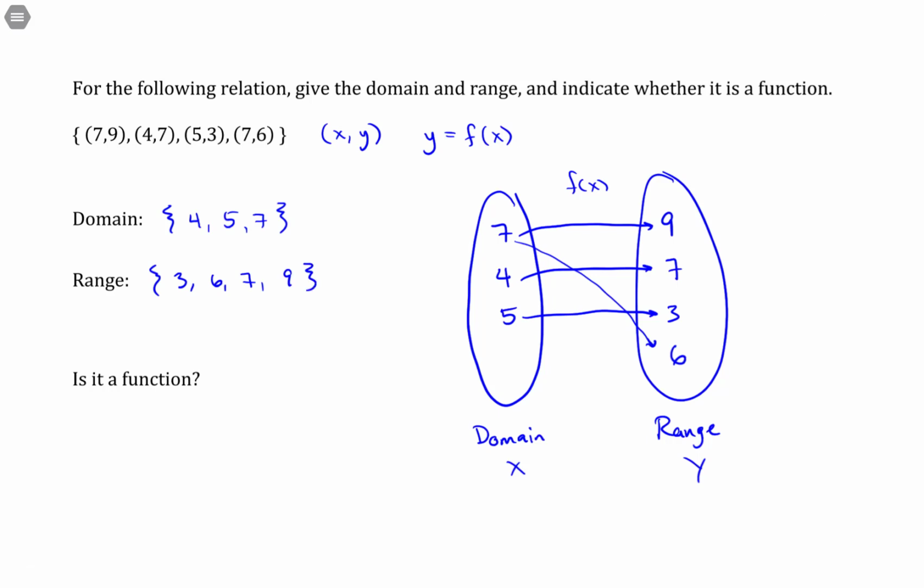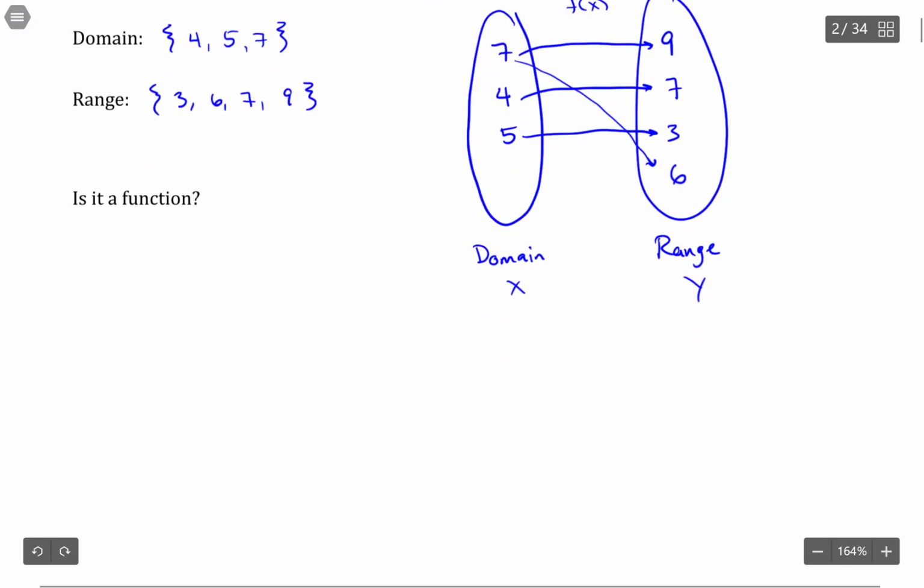And the question, is it a function? Well, to determine if it's a function, one thing that has to happen is it has to pass a vertical line test. For any set of points to be a function, it has to pass a vertical line test. So let's graph these points.